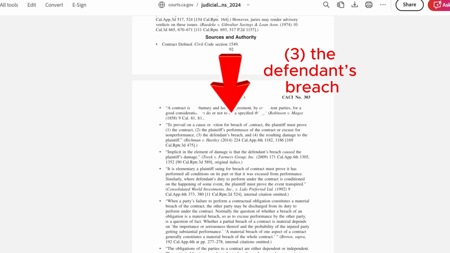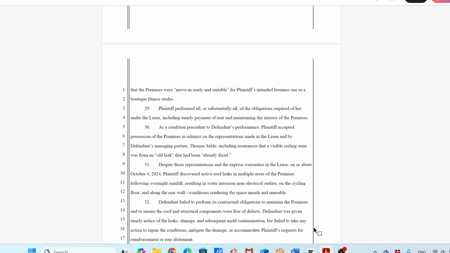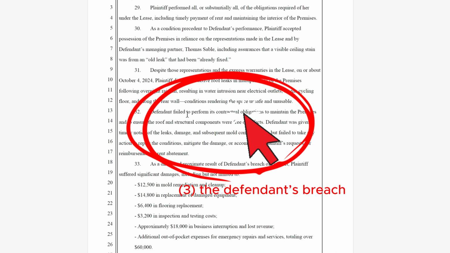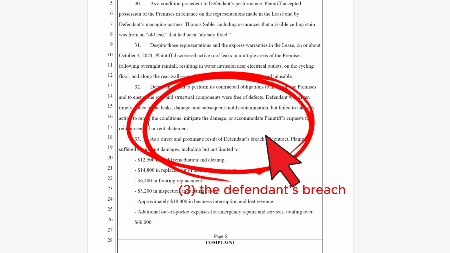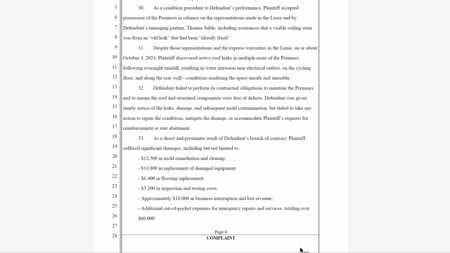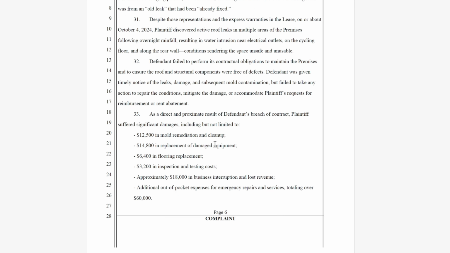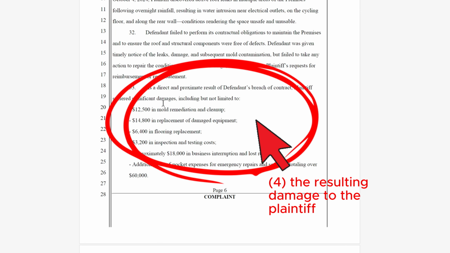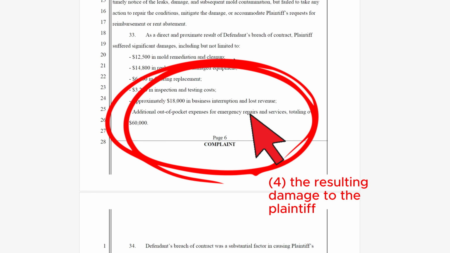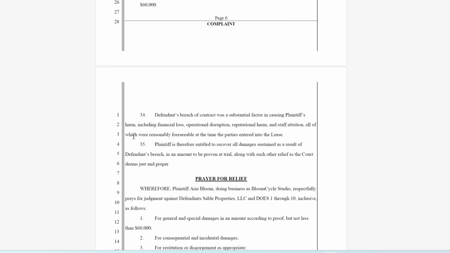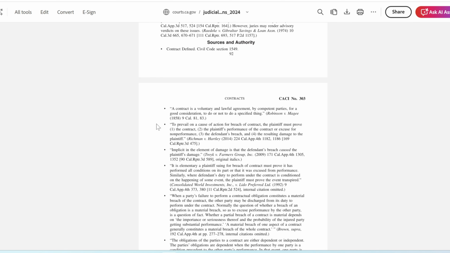Now, the third element, the defendant's breach. Paragraphs 31 and 32 describe how the defendant failed to uphold the contract. Finally, the fourth element, damages. Paragraph 33 identifies the damages suffered by the plaintiff. Since this complaint for breach of contract includes all 4 required elements, each supported by factual allegations, there is a strong chance that the claim will survive a motion to dismiss.